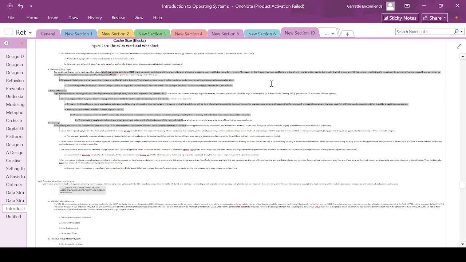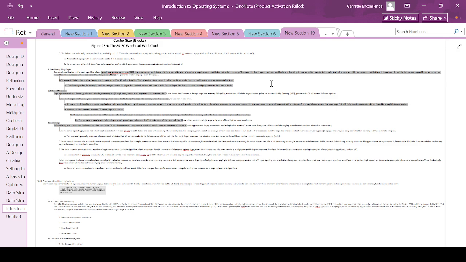The reason for this is that if a page has been modified and is thus dirty, it must be written back to disk to evict it, which is expensive. If it has not been modified and is thus clean, the eviction is free. The physical frame can simply be reused for other purposes without additional I/O. Thus, some VM systems prefer to evict clean pages over dirty pages. So clean pages are those that are unused but also not modified.